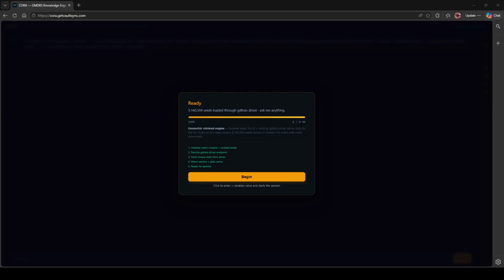Now, there's still a lot to be done, but I wanted to give you a direct interface to see where CORA stands today. There's no client side sharding, there's no downloads. This is going to be direct. So we're going to ask a few things and walk you through exactly what CORA can do.